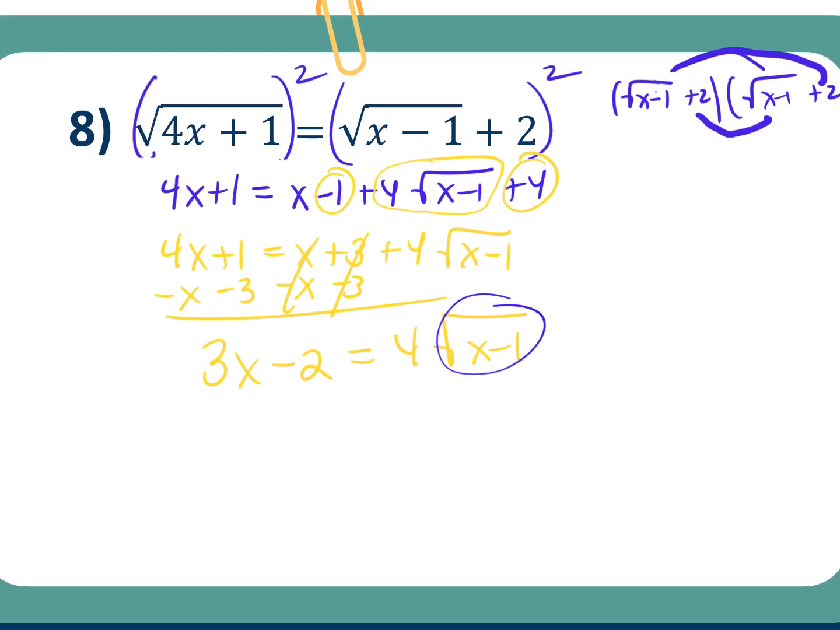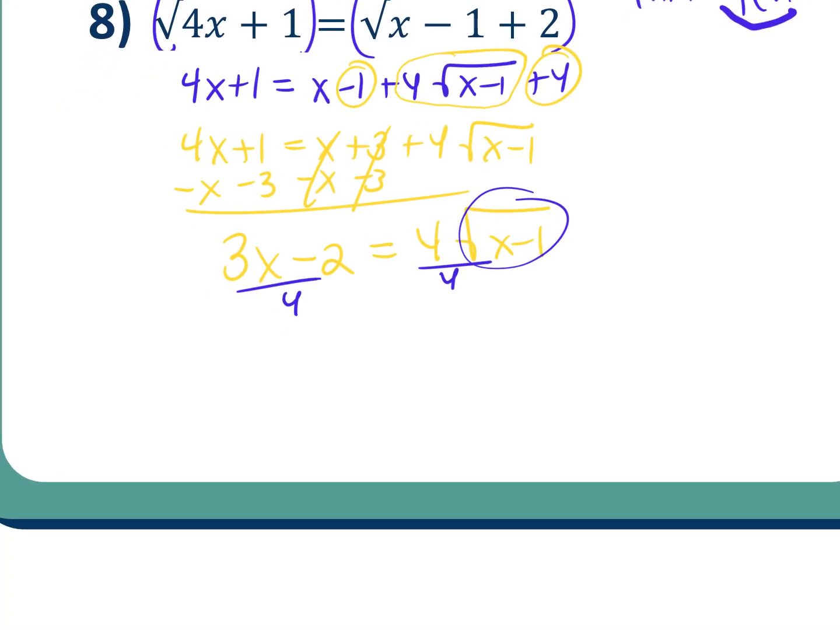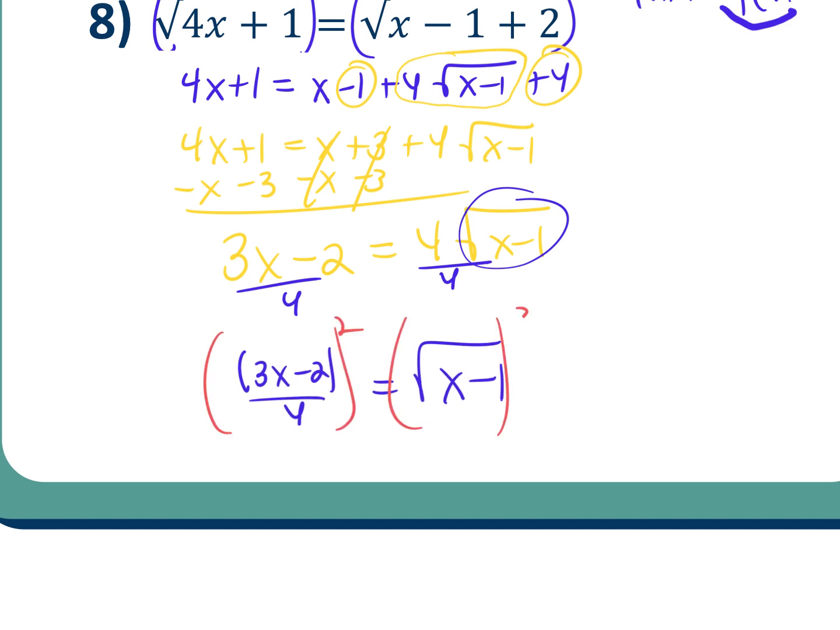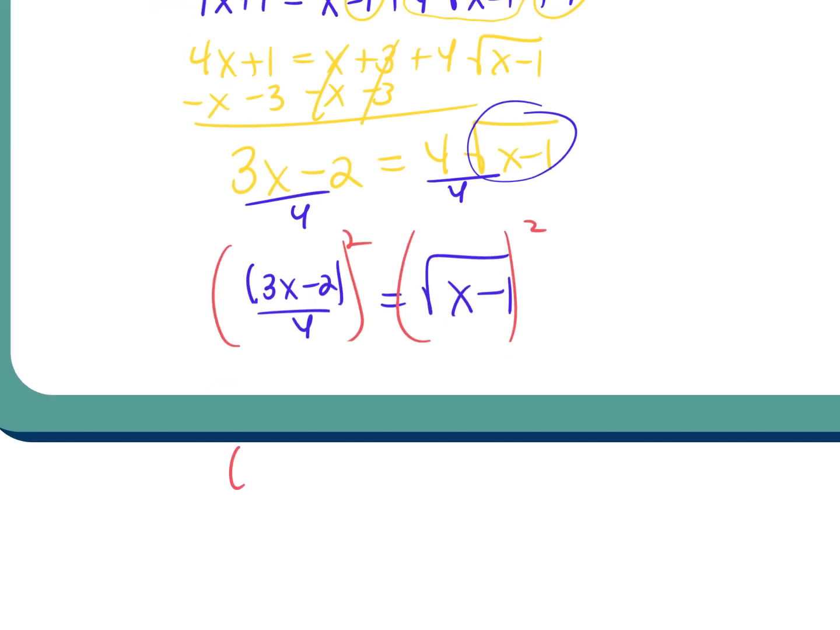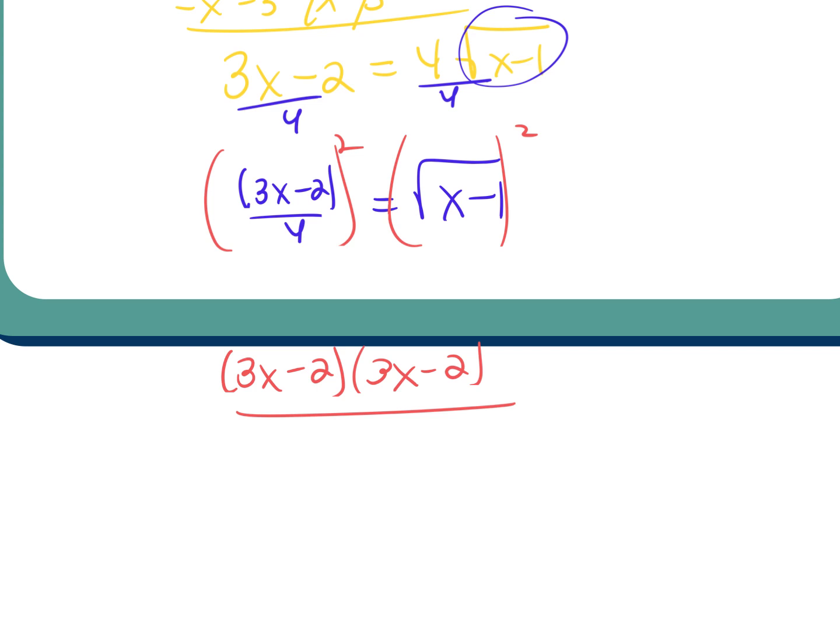Isolate this radical, so we're going to divide both sides by 4. So we have 3x minus 2 over 4 equals the square root of x minus 1. How do I get the square root to go away? We're going to square both sides. So remember, top and bottom. So this becomes 3x minus 2 times 3x minus 2 all over 4 squared is 16 equals x minus 1 over 1.